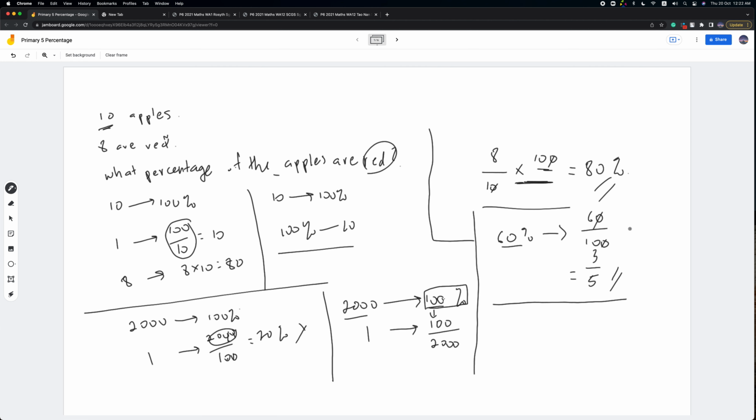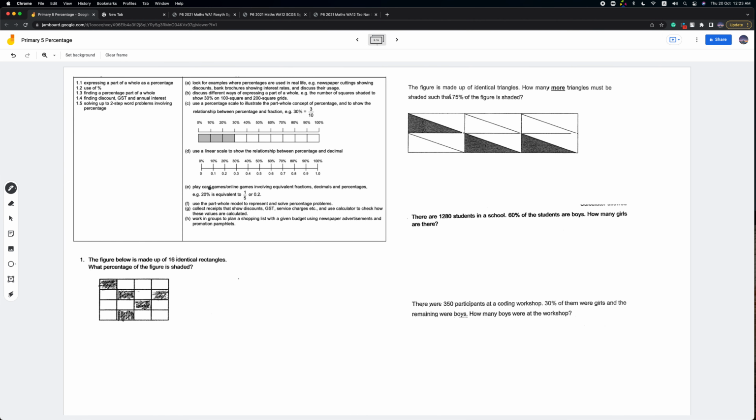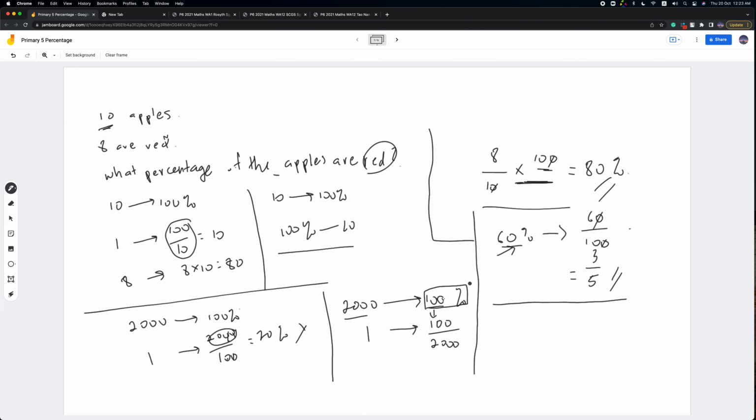Usually students have no problem with this part here. Okay, some of them will have a problem here. And it's also the same method to change from a decimal to a percentage. The same method. And what's that? Multiply by 100. For example, you have 0.2. You want to change to a percentage. All you need to do is take 0.2 times 100 and you will get 20%. Alright, straightforward.